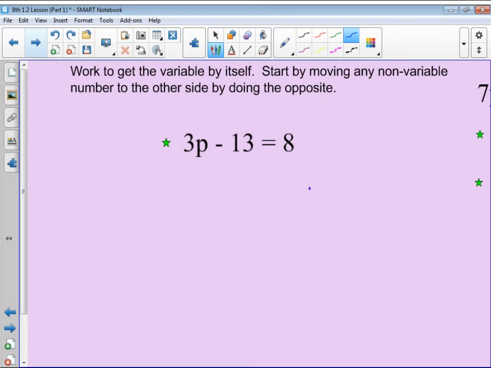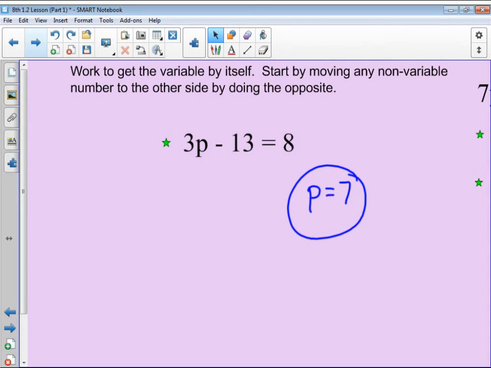When you did this one, you should have gotten p equals 7. Okay, if you did not get p equals 7, why don't you check with me and I can go through your steps to see if I can help you identify where you made your mistakes.